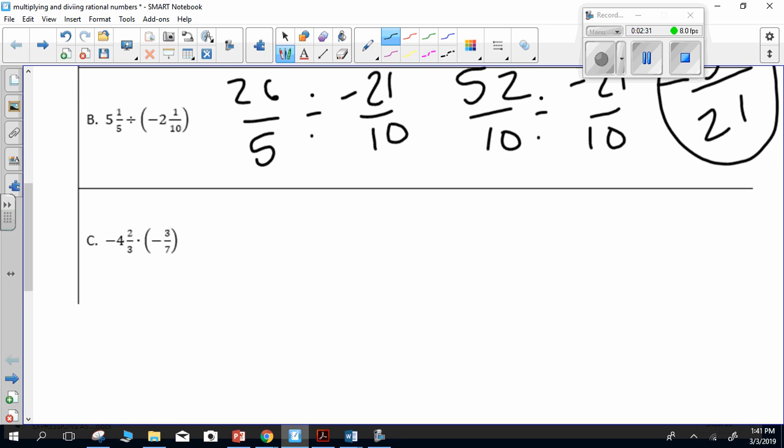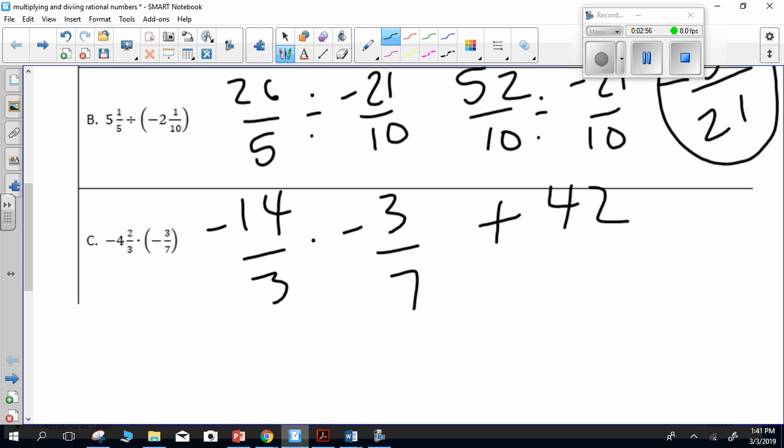And then here's this last one I'm going to do with you. First thing we do is we make it into an improper fraction, so it's going to be -14/3 times -3/7. Multiply straight across. I have two negatives, so my answer will be positive. And then with multiplication, and multiplication only, you can do something called simplifying before you multiply. So let's first multiply this across. It would be 42/21, which of course is 2.